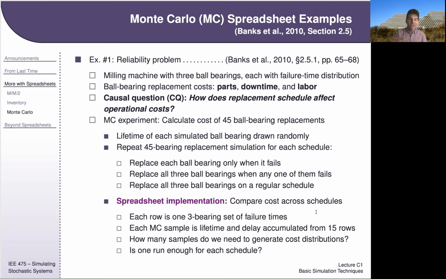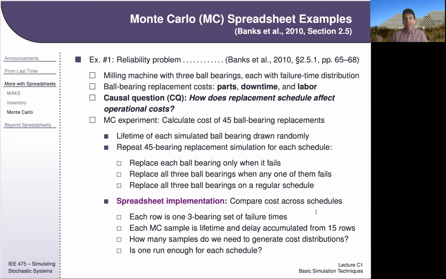So each Monte Carlo sample is the lifetime and delay accumulated from 15 of those rows. So 15 times 3, that gives us our 45. And so one of the questions we need to then ask is, how many chunks of 15 rows do we need in order to make a good inference? And that is a statistical question that we will address after the midterm, but it basically has to do with how variable this result is going to be.